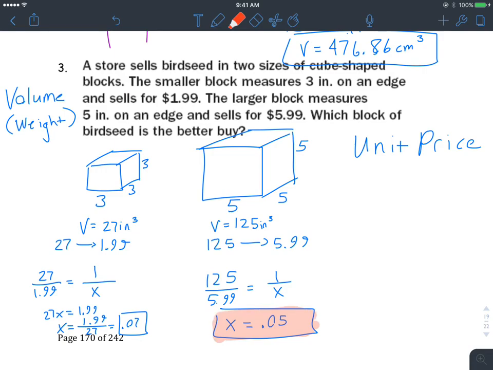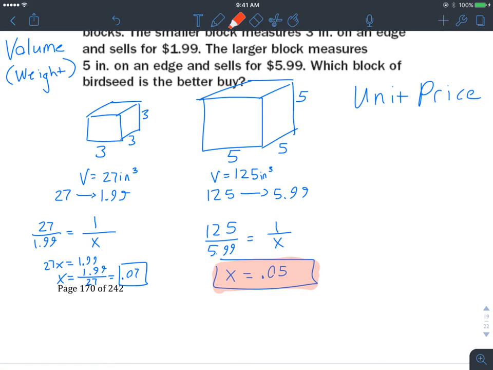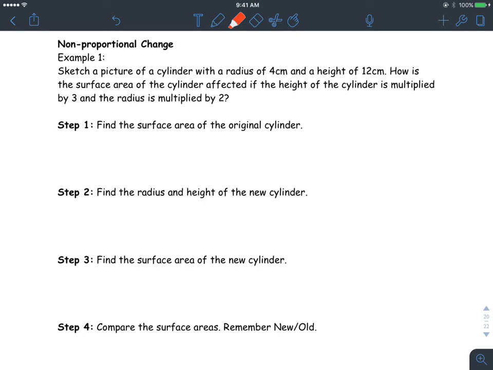And that's typically how most things in life are. The more you buy, the better deal you get. So anyways, that's a little bit on unit price there, kind of using your volume stuff.